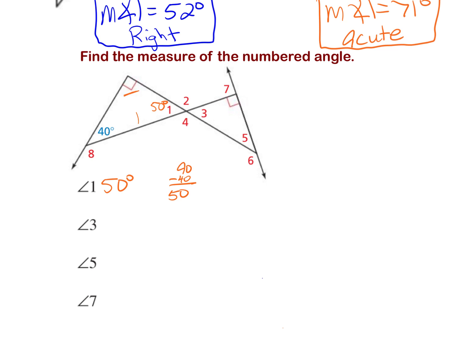And with these, I would definitely fill them in as you go. It just makes it a little simpler. Angle 3. Well, I know that one's 50 degrees because angle 1 and angle 3 are vertical angles. So this one's 50 degrees because of vertical angles.